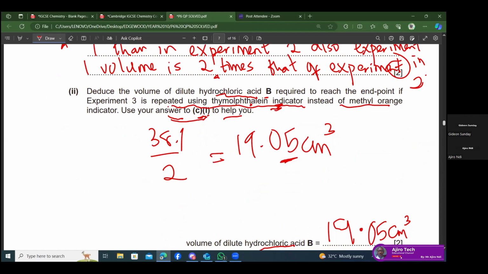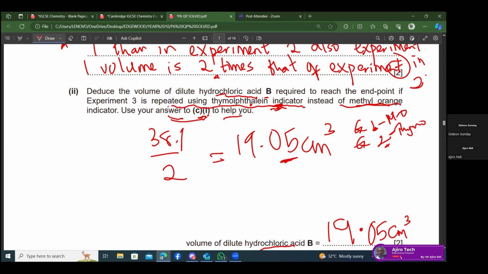The next one says deduce the volume of dilute hydrochloric acid B required to reach the endpoint if experiment 3 is repeated using thymolphthalein instead of methyl orange. We used thymolphthalein for experiment 2, but we used methyl orange for experiment 3. So the question is, what if we had used thymolphthalein for experiment 3? Remember that we just compared experiment 1 and experiment 2, and we said experiment 1's volume is 2 times that of experiment 2. In experiment 1 we used methyl orange. In experiment 2, we used what?